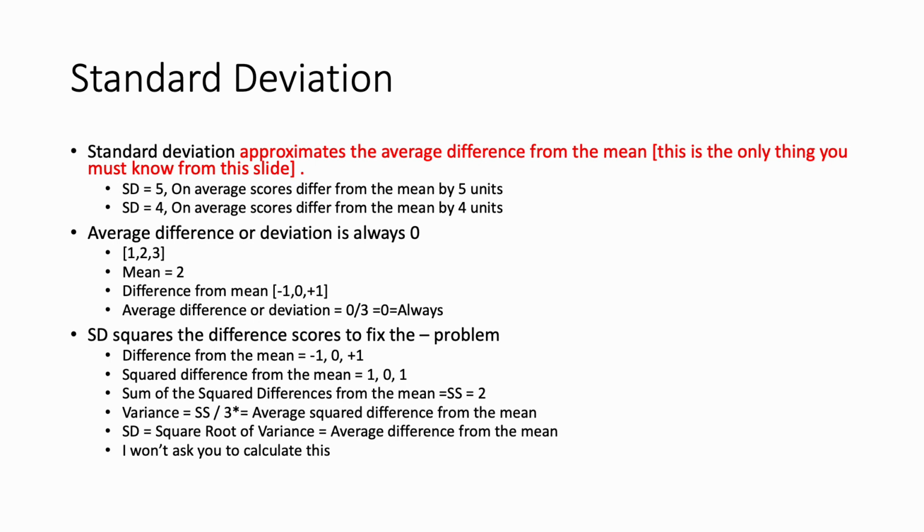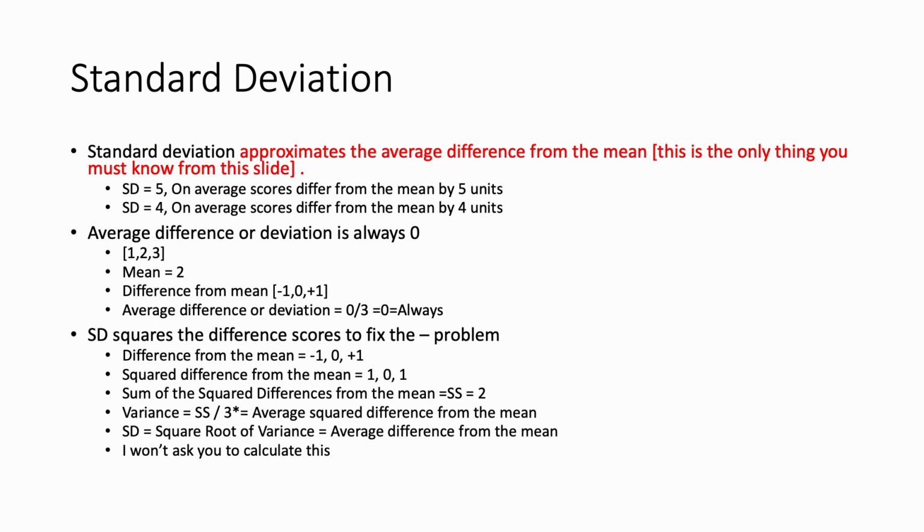Now, what we use is the standard deviation calculation, and it squares the difference scores to get rid of this problem. You can really see the problem there. You have negative and positive difference scores, and they balance each other out because of the definition of the mean as the center of your data set. So how do you deal with that? Well, standard deviation squares and takes the square root to deal with this problem.